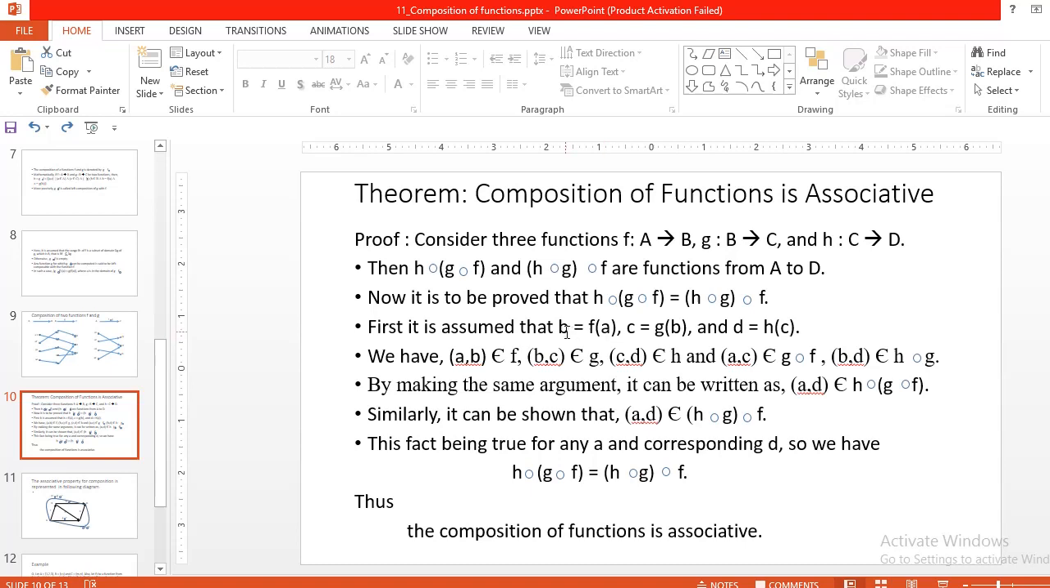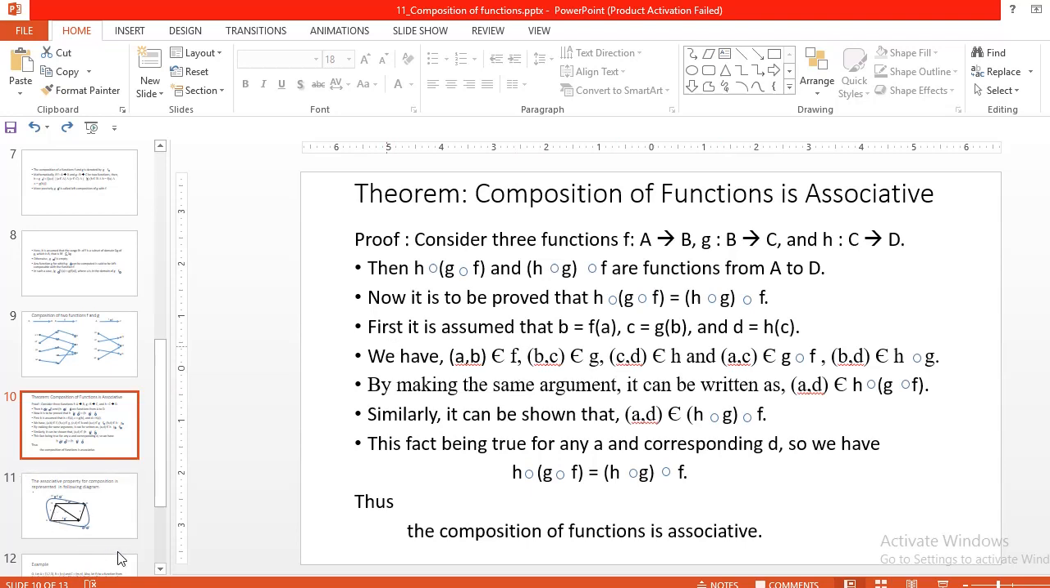To prove that, we first assume that b is equal to F of a. So what is this b? b belongs to capital B, that is, b is the element, b is equal to F of a. Similarly, c is equal to G of b and d is equal to H of c. It means F is a function from A to B, G is the function from B to C, and H is the function from C to D. So we have to assume that first.